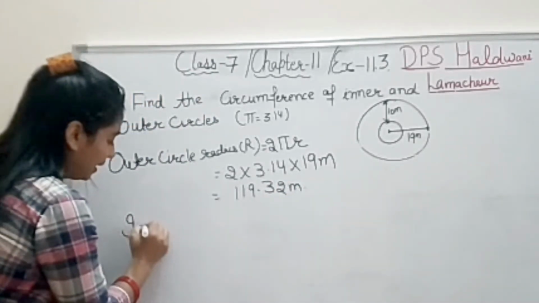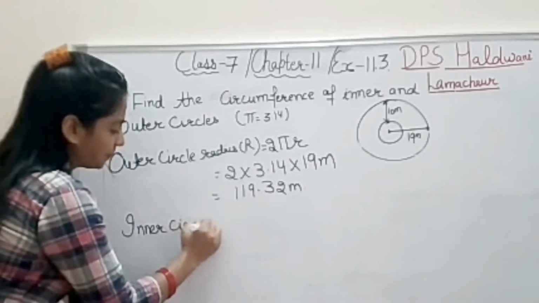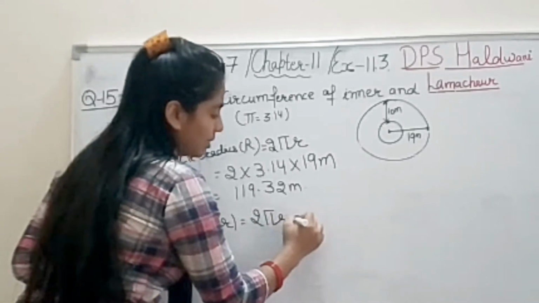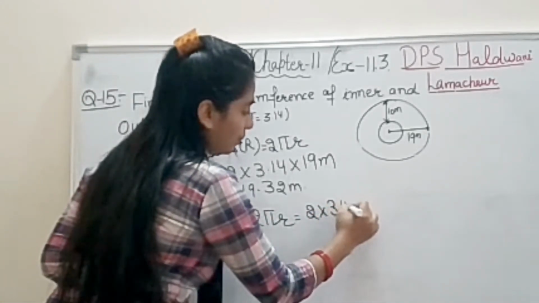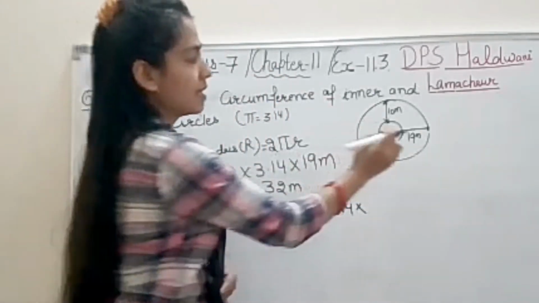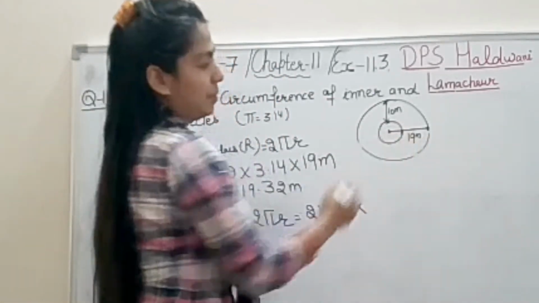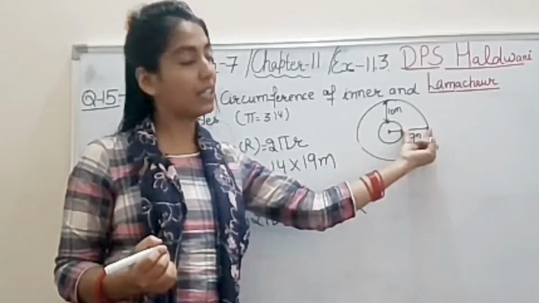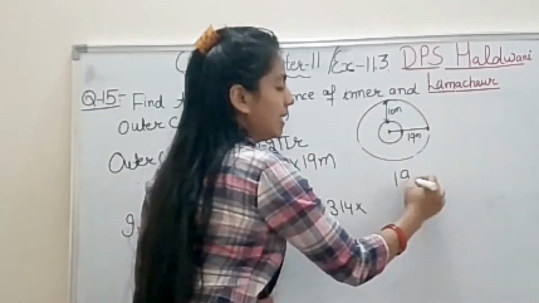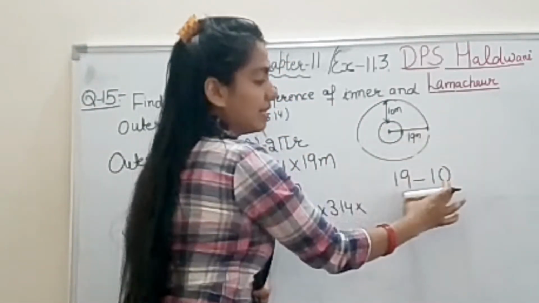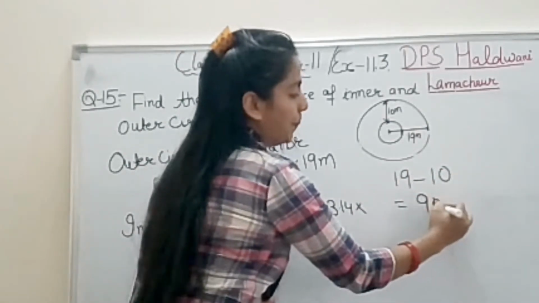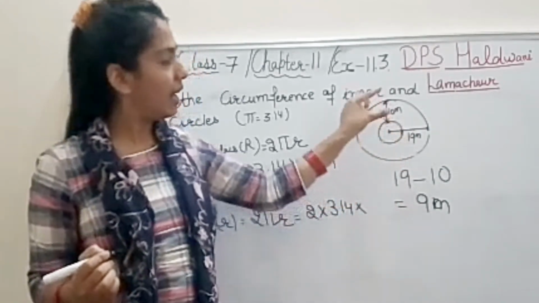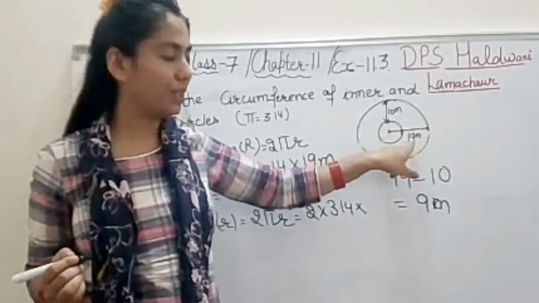Now for the inner circle, student, the inner circle radius will be small r, right? So the formula remains the same, 2 pi r. That is 2 into pi 3.14. Now student, r is smaller, still from the center to here, but it is not given to you. But the total is given, and this path is given to you, that is 10. So it means the total 19 minus this path of 10 is 9 meters, the radius of the inner circle. And see, the inner one is 9, the outer path is 10. So 9 plus 10, total 19 only.